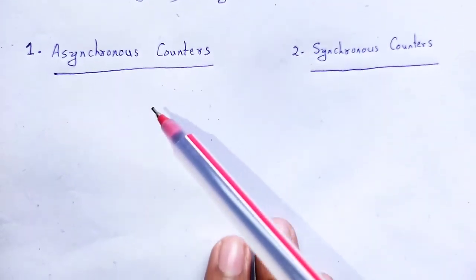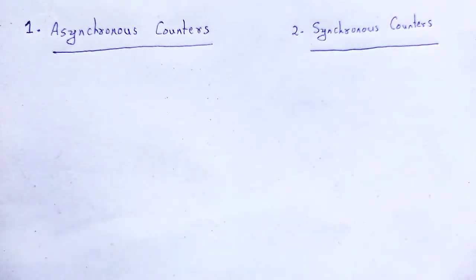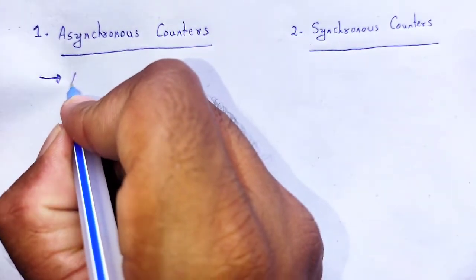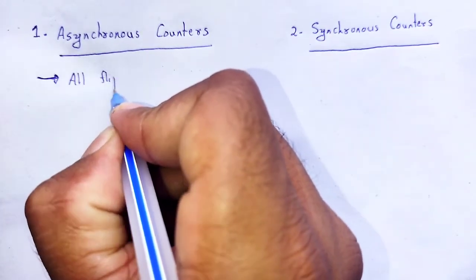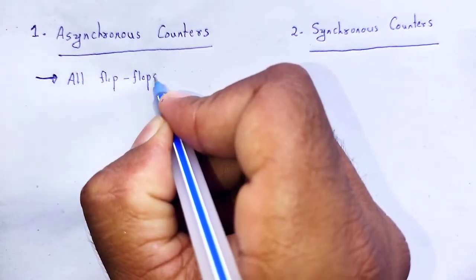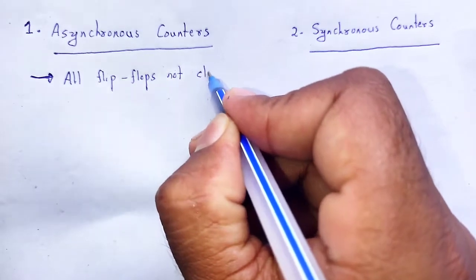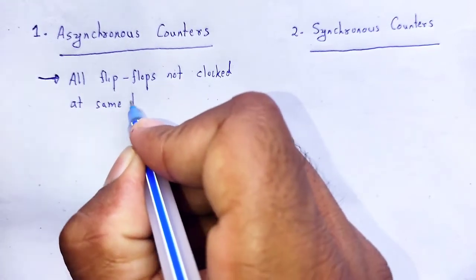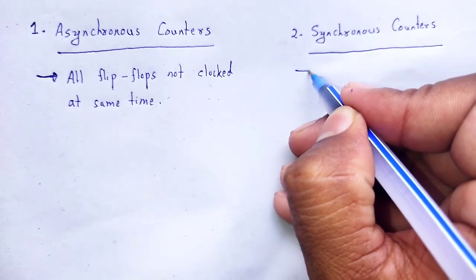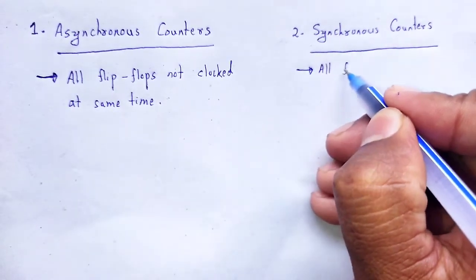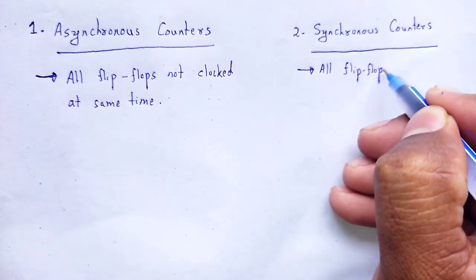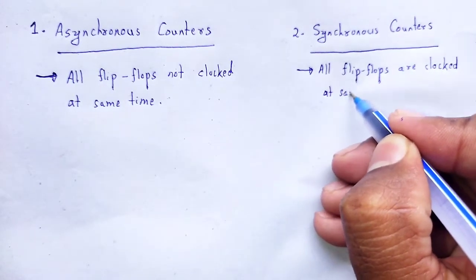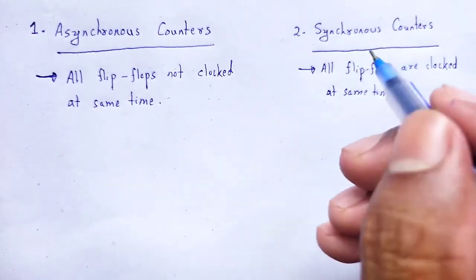The classification of counters: asynchronous and synchronous. Asynchronous counters: here the flip-flops are not clocked at the same time. But in the case of synchronous counters, all flip-flops are clocked at the same time. How?